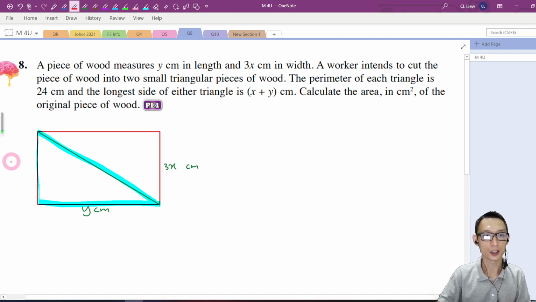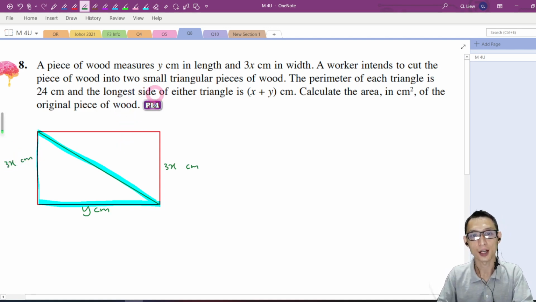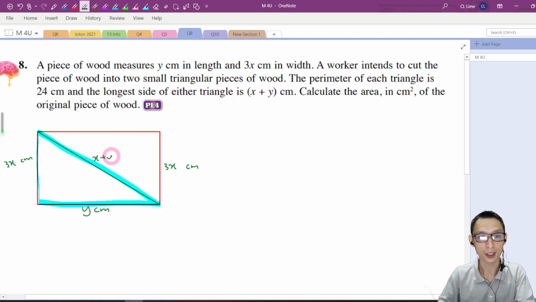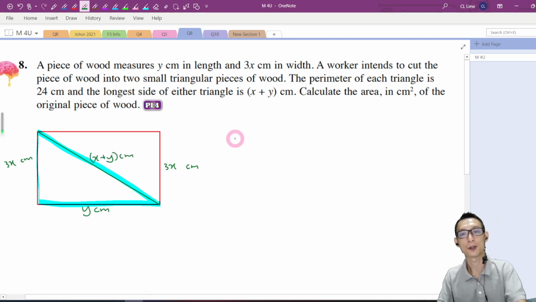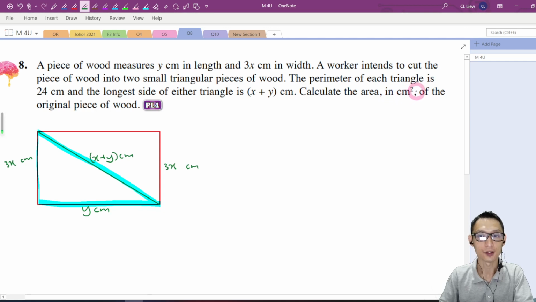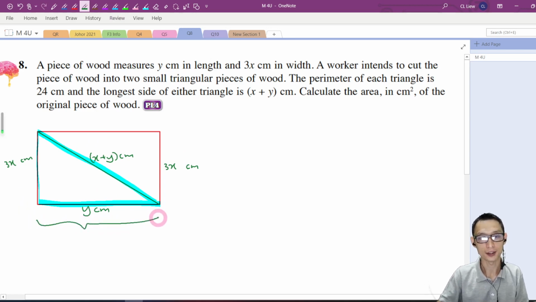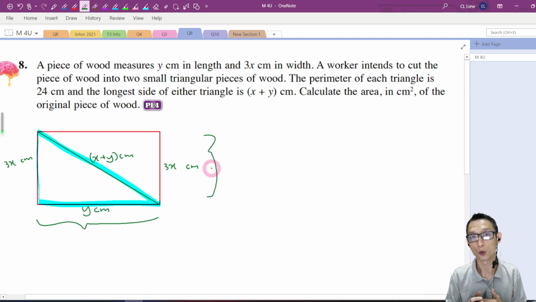If this is 3x, here will be 3x as well. The longest side of each triangle is x plus y centimeters. It means that this is x plus y centimeters. We want to calculate the area in square centimeters of the original piece of wood. It means that we want to get the value of x and the value of y. Once we have the value of x and value of y, we just find the product of the length and the width of this piece of wood. Then we will be able to get the area of the entire piece of wood.